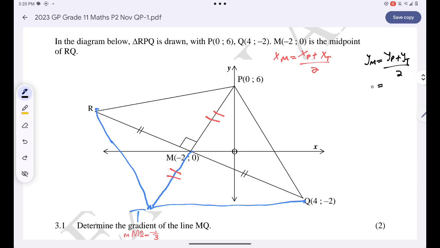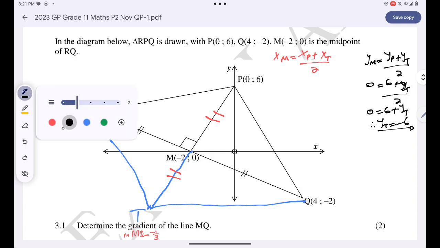Okay, let's start with y. The y value at point M is 0. The y value at P is positive 6. I don't know the y value at point T, and I'm expecting to find a negative value because T is in the third quadrant. So 0 equals 6 plus y at T, over 2. Whenever I multiply everything by 2, I'll simply have a 0 on the left hand side. So therefore the y value at T is just negative 6.